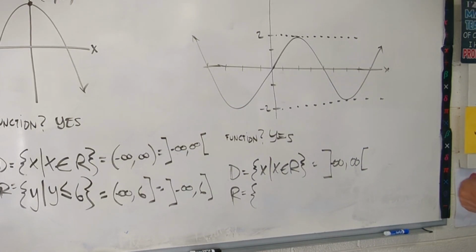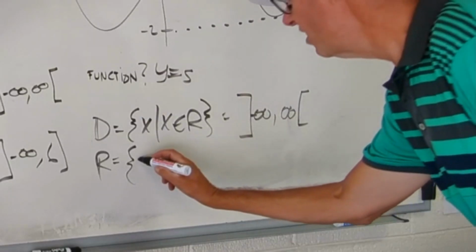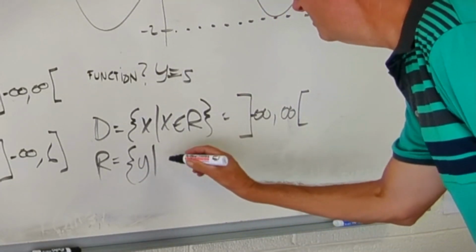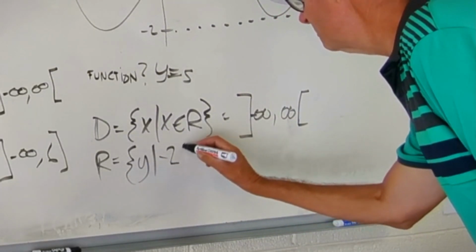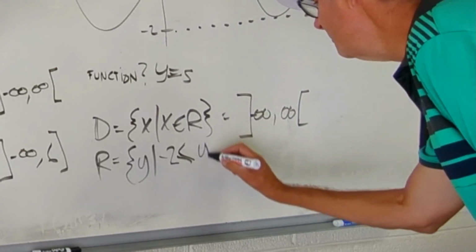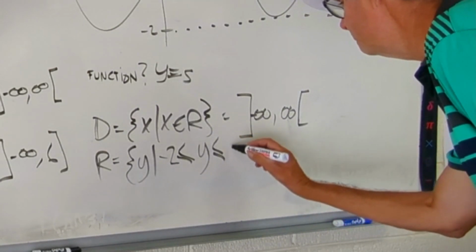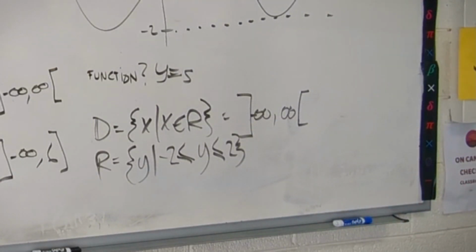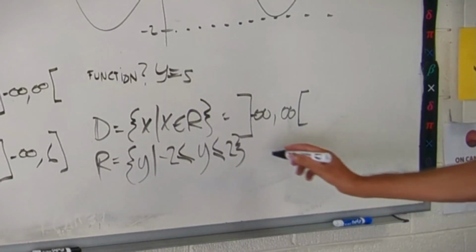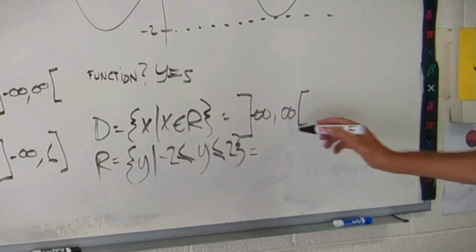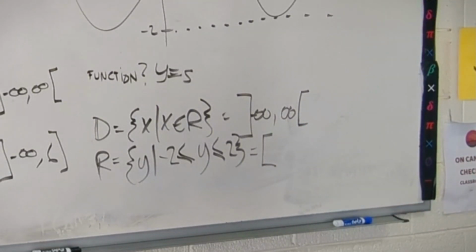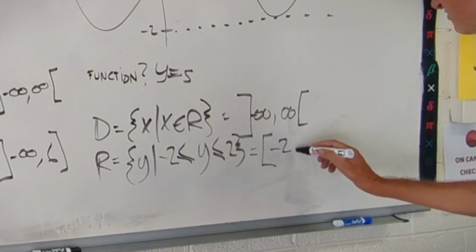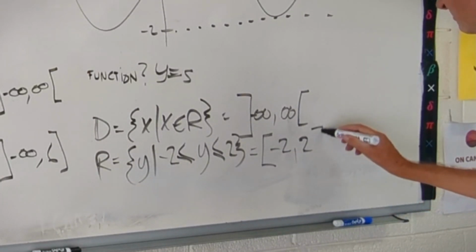Okay, I'm going to start with set builder notation. It's the set of all y such that negative 2 is less than or equal to y, which is itself less than or equal to 2. Okay? So there we go. That's the range of this function, and we can also write that like this. Square brackets facing inward, negative 2, comma 2.